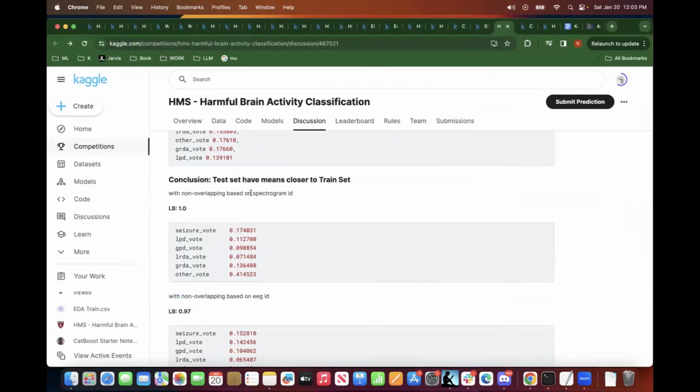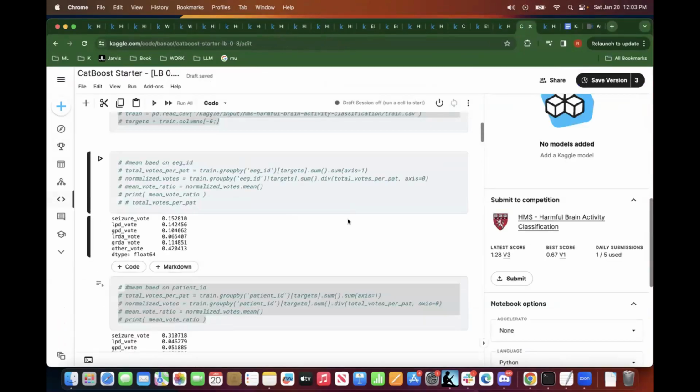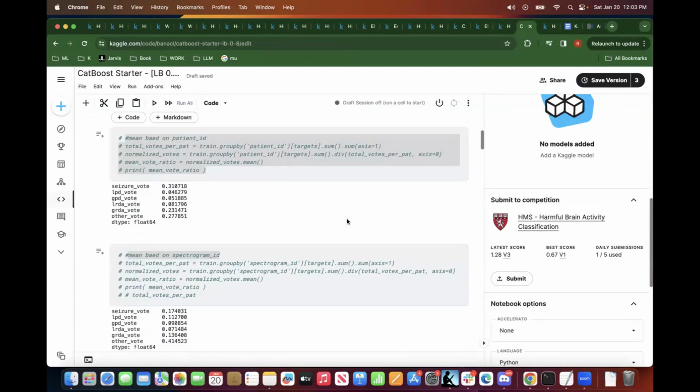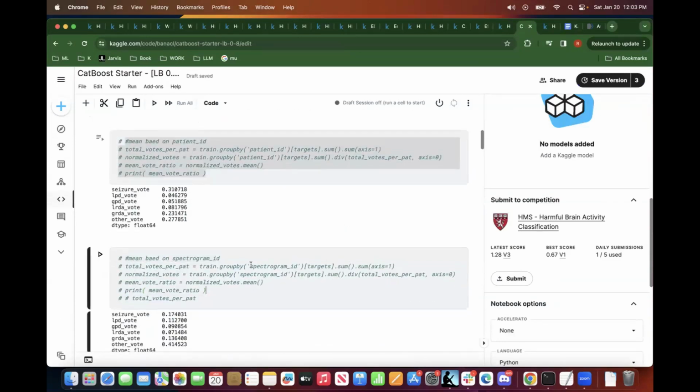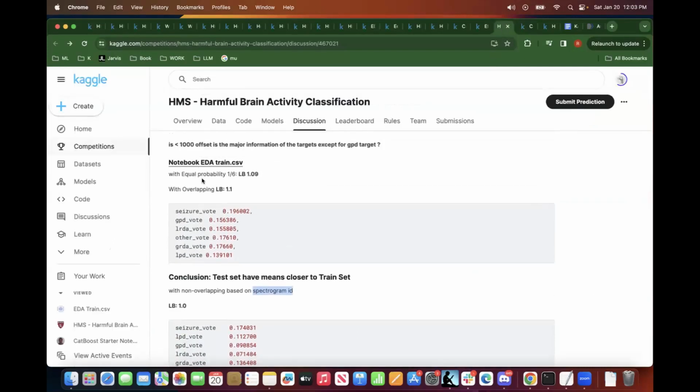So going on to the next one, which is based on spectrogram ID. Now that we understand what non-overlapping means, it's just grouping on that, and you should be able to see all the changes there. So that brings us to this one. With overlapping, I was not able to produce these results.